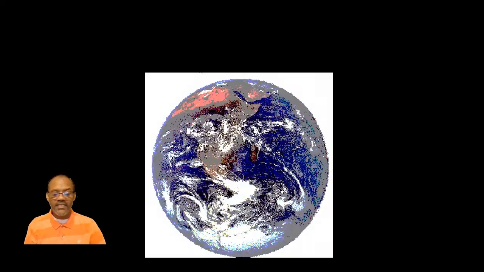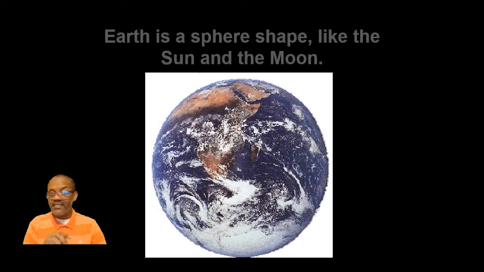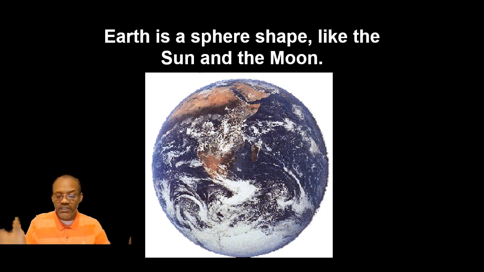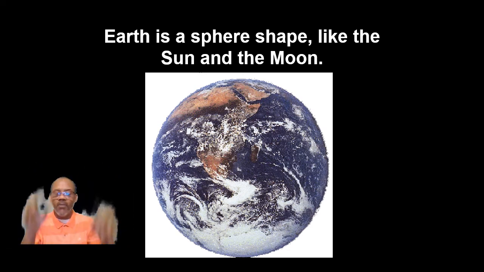Okay, the Earth is a sphere shape, like the sun and the moon. Something to compare. They are all spherically shaped. They're shaped like a ball, big old ball.